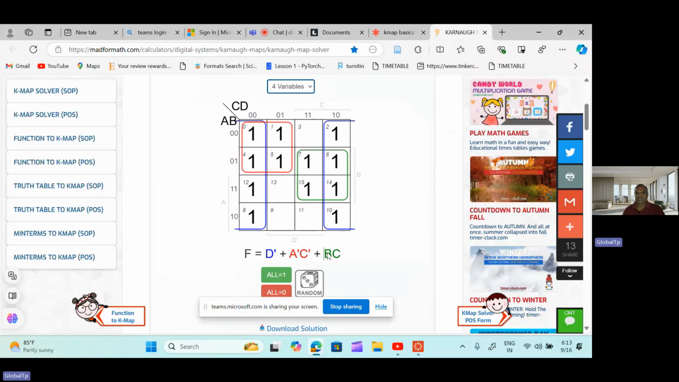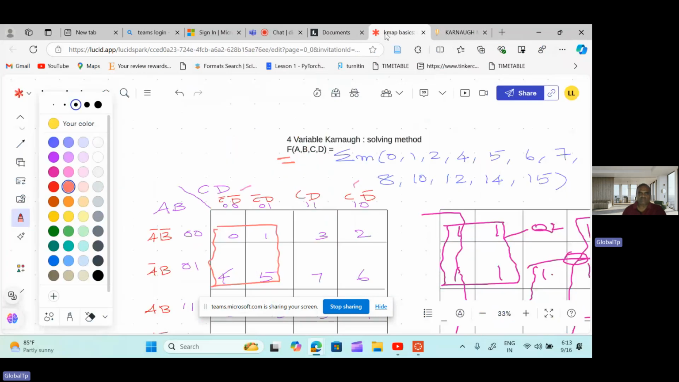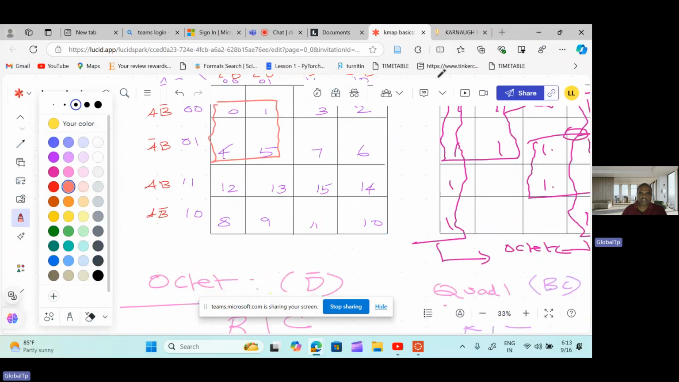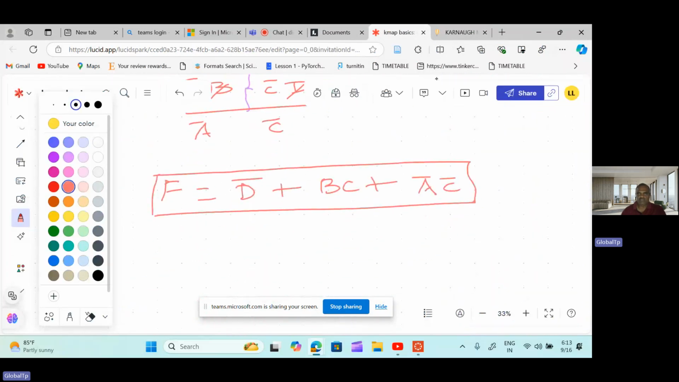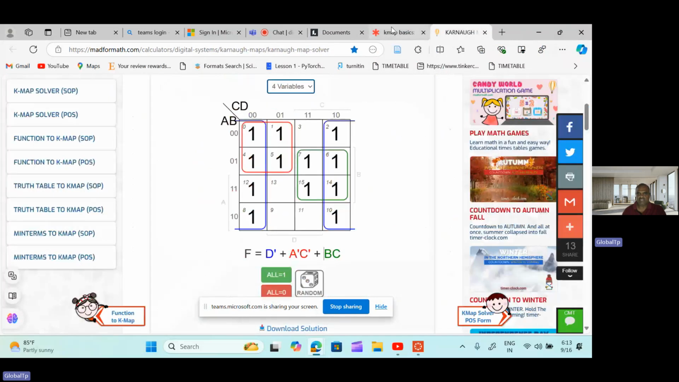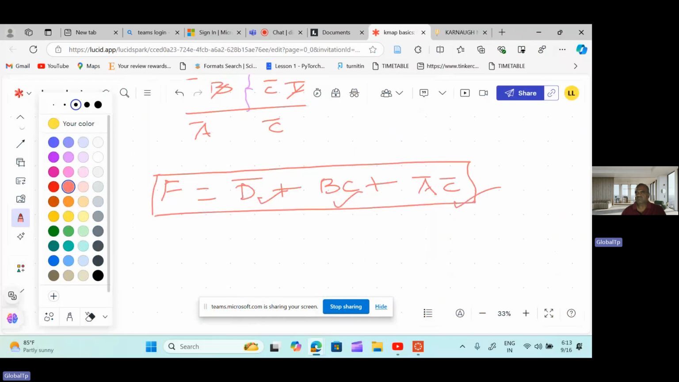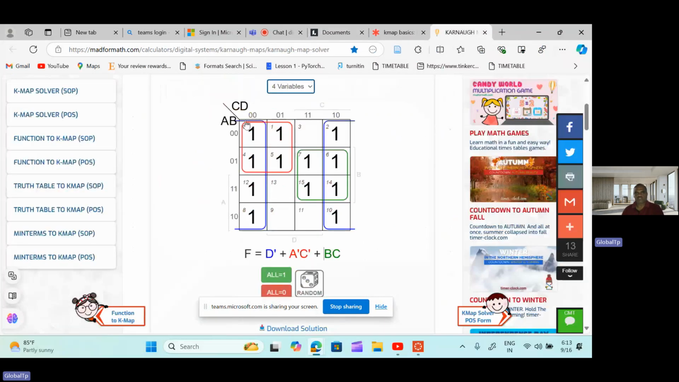I will tick mark that for better understanding. You can see here what the answer is. The first answer is D bar. Okay, this I will check now. So this is D bar and then BC. BC is coming, and then A bar C bar is also coming. This is how you can cross check your answers. See here, an octet, then a quad, and then another quad.